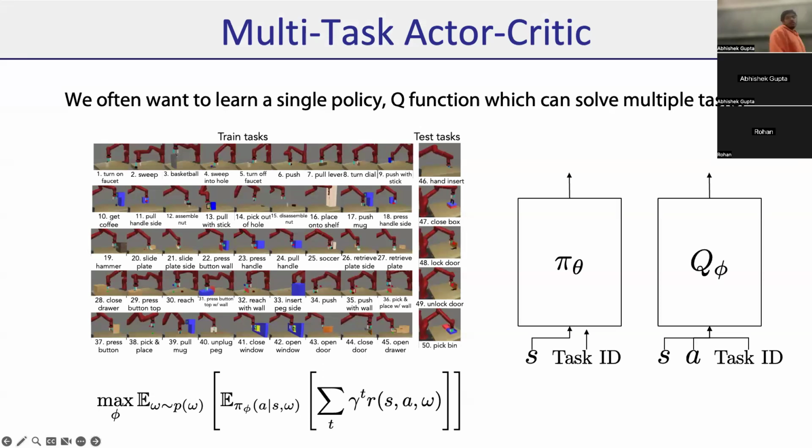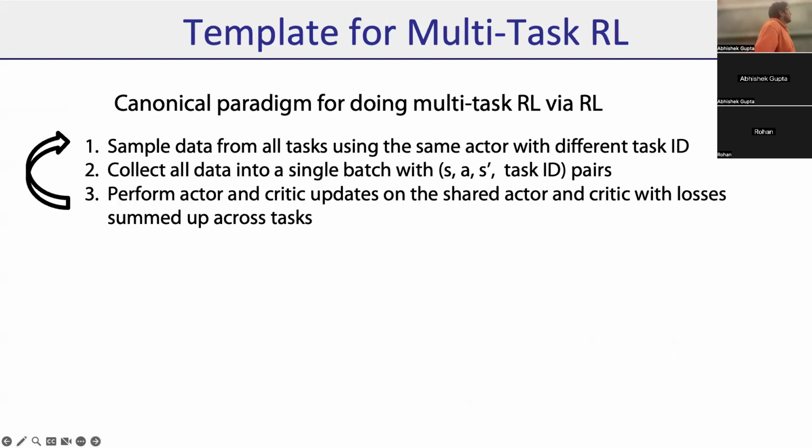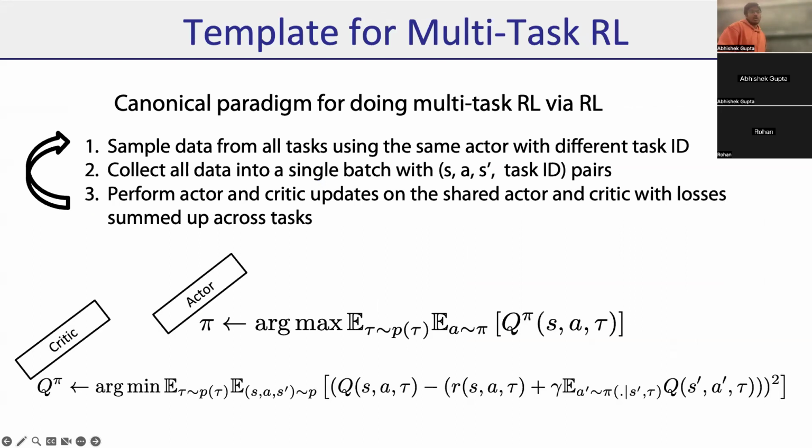Okay, so it seems like an easy recipe. All we're doing is augmenting the state and running the same types of algorithms. So the template for multitask RL is: you sample data from all the tasks using the same actor, but with different task IDs according to the tasks that you sample. Collect all the data into a single batch, where the state is just augmented. Then you perform standard actor critic updates with losses summed up across all the tasks. Every update remains the same, same actor, same critic. I don't know why I changed the notation, but that should just be omega. So the machinery is the same.